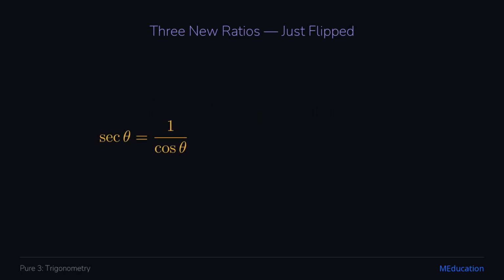First, 3 ratios that are nothing to be scared of. They are just the old 3 turned upside down. Secant is 1 over cosine, cosecant is 1 over sine, and cotangent is 1 over tan. The only trap is the naming. Sec pairs with cos, cosec pairs with sin. Check the third letter, and you will never mix them up.